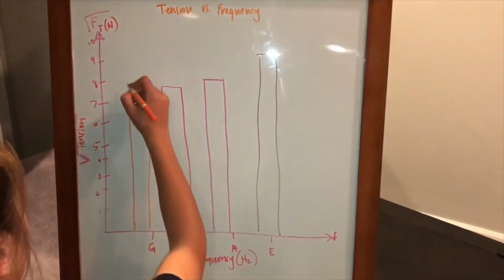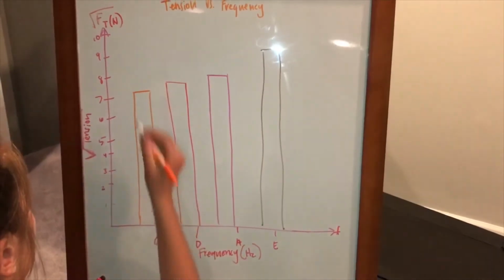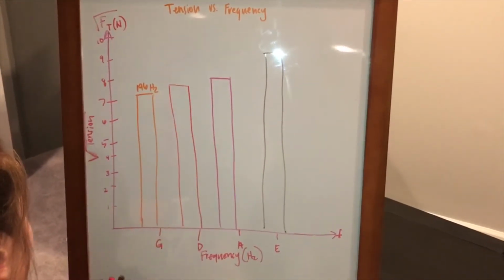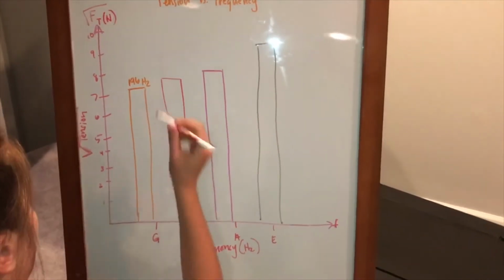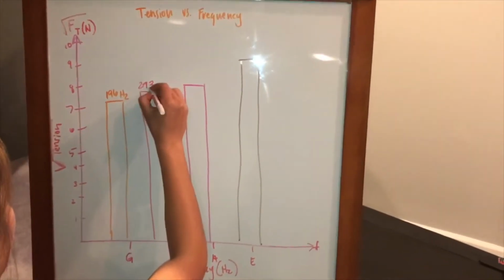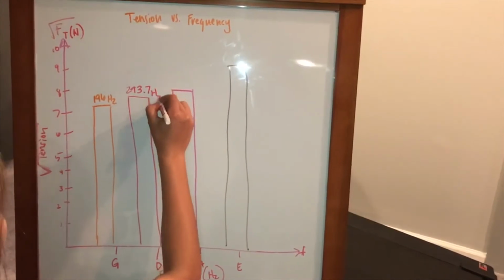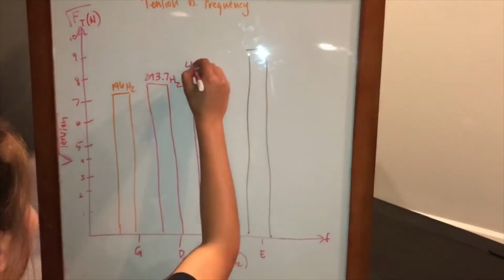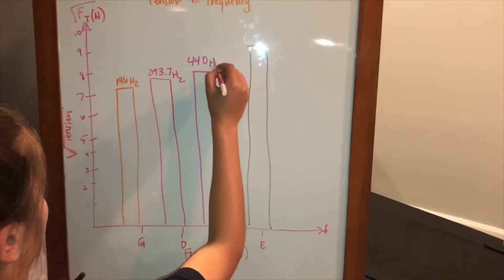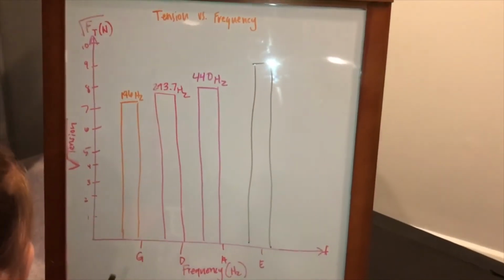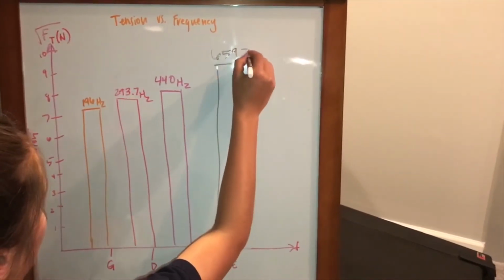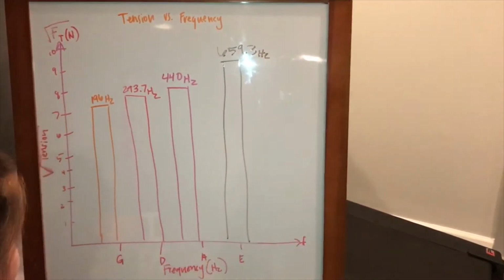As you can tell from the graph, the G string has a frequency of 196 Hz, making it the lowest frequency and the lowest square root of tension, also creating the lowest pitch. Because of the proportional relationship, as you move on, the D string has a frequency of 293.7 Hz, the A string has a frequency of 440 Hz, and finally, the E string has a frequency of 659.3 Hz, making it the highest pitch of the strings.